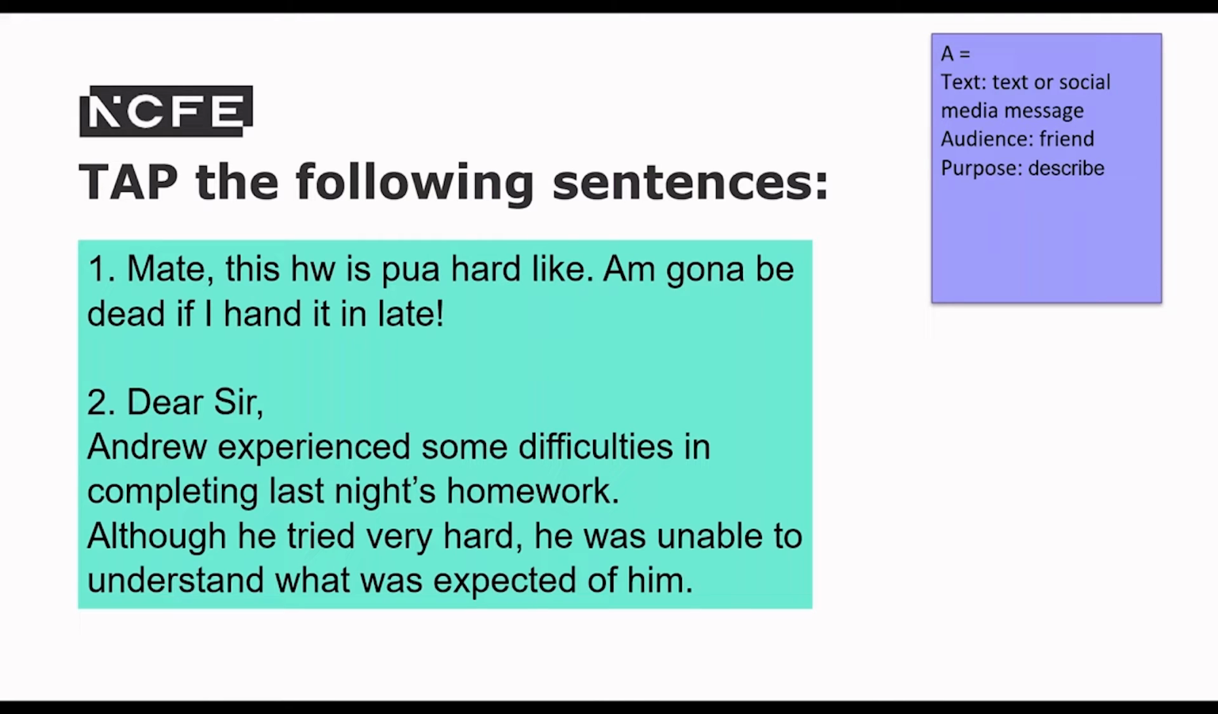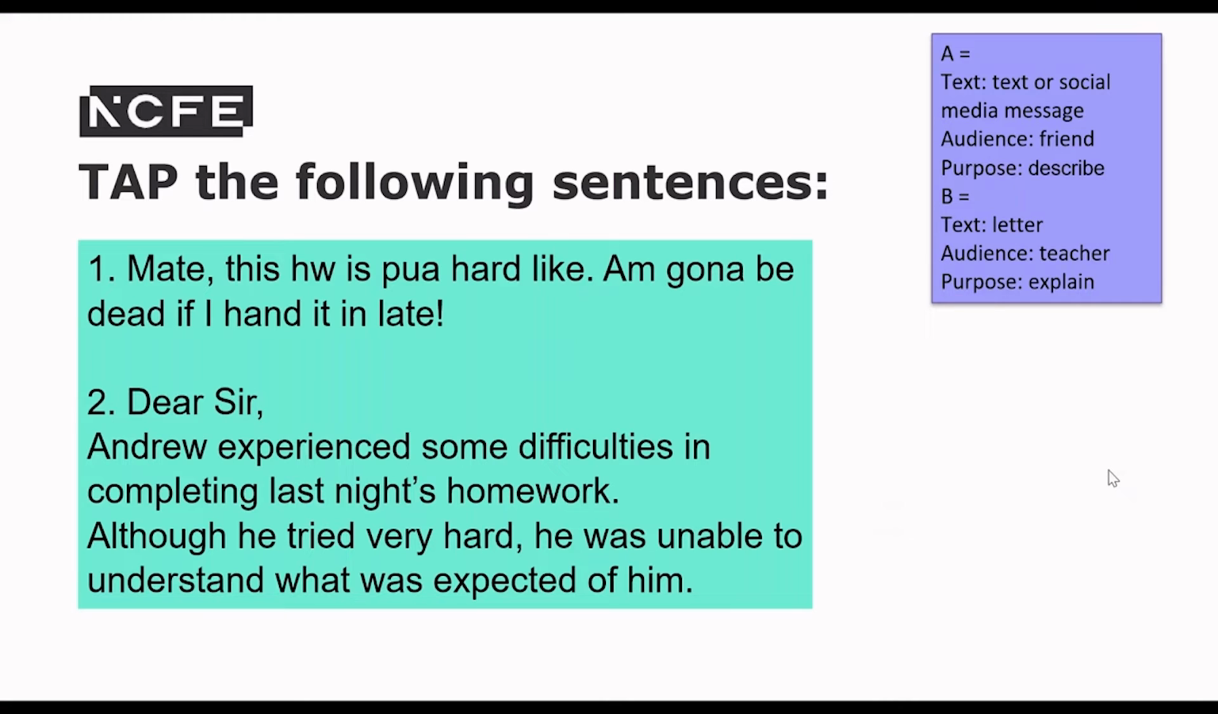"Dear Sir, Andrew experienced some difficulties in completing last night's homework. Although he tried very hard, he was unable to understand what was expected of him." So I'll give you a few moments to TAP this text. What type of text is it? Who is the audience and what is the purpose? So this one, the text type is a letter, the audience is his teacher, and the purpose is to explain why his homework wasn't completed.